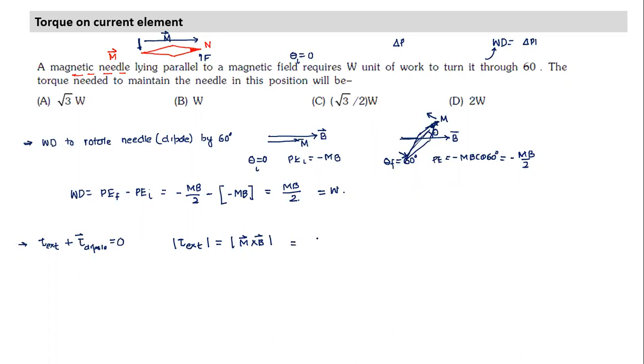What will this term be equal to? It will be equal to MB sine 60. This angle is 60 degrees. And that will be equal to root 3 by 2 MB. Now from the first one, I get the MB value equal to 2W. So if I want my answer, what is the torque which needs to be applied to hold this needle in equilibrium? I substitute the value of MB from the first equation, which gives root 3 by 2 into 2W, that is equal to root 3 W, is the torque which I need to apply.